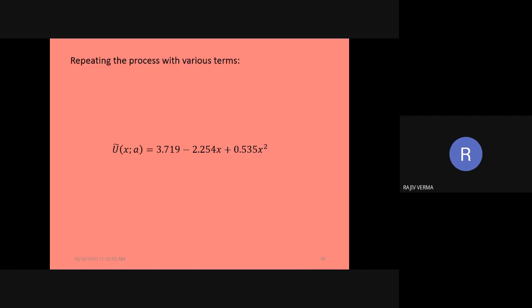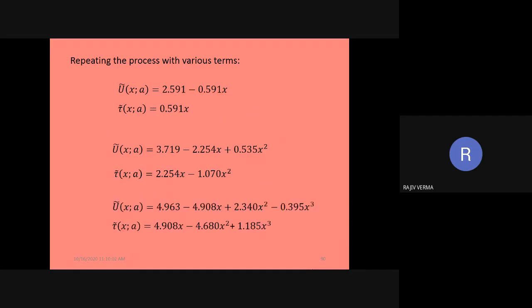Repeating the process with the various terms: if we had only one term in the expression, we get this equation. If we take two terms, this is the solution. If we have three terms, obviously, this is the solution. These successive solutions are going to be plotted once I get the assignment from you students.